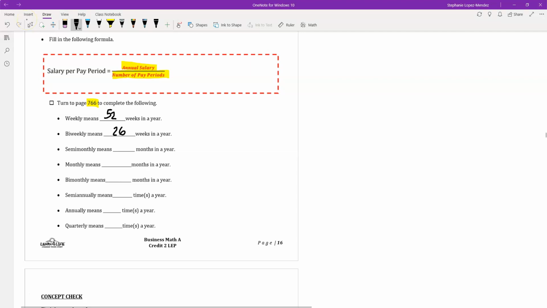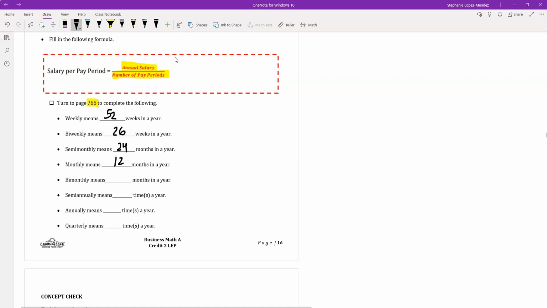Now, semi-monthly means that you get paid twice every month, and it usually happens on the 15th and the last day of the month. If that is the case, since we have 12 months, you will multiply 12 times 2 in order to get 24 pay periods in a year. Now, monthly means that you get paid once every month. And since we have 12 months every year, then we will also have 12 pay periods every year.